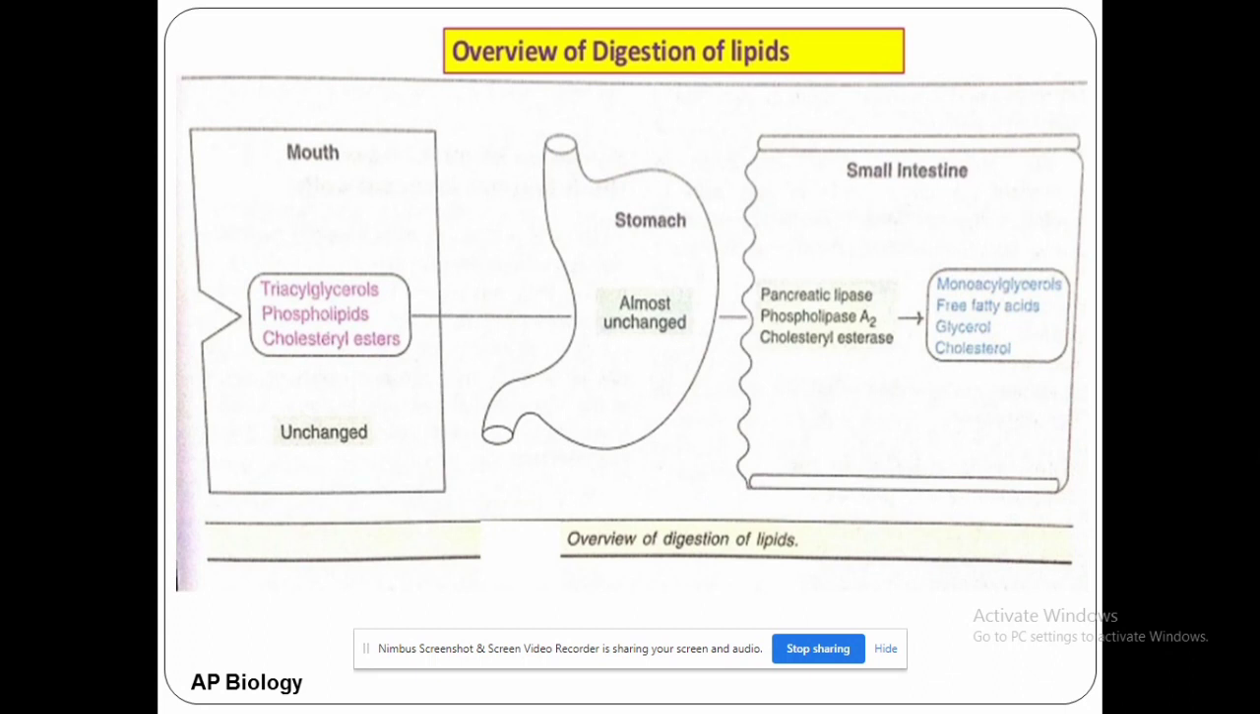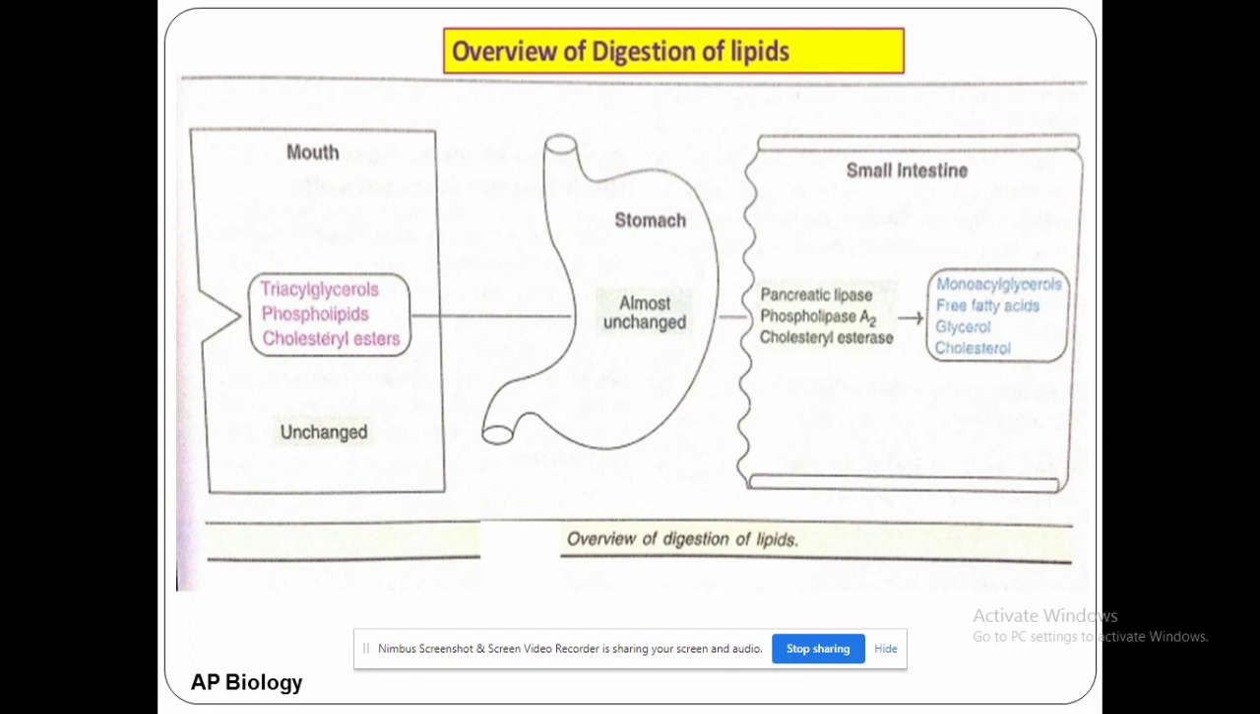In this what it has been shown, you take the fat molecules as triglycerol, phospholipid and cholesterol esters in the mouth. Then it goes to the stomach where little of the digestion takes place. Then it goes to the small intestine where most of your digestion of fats takes place.